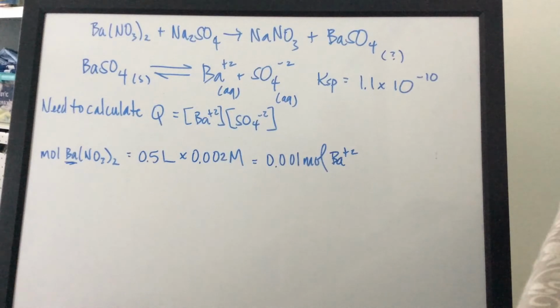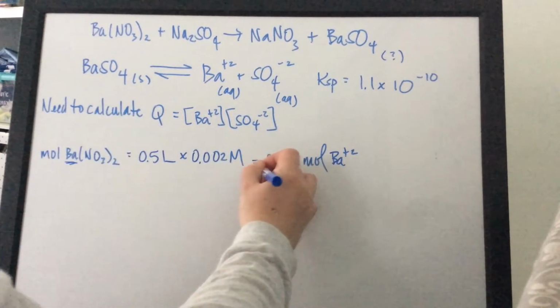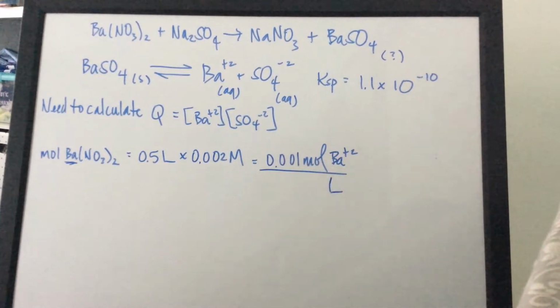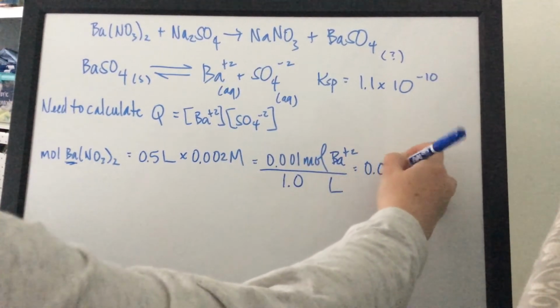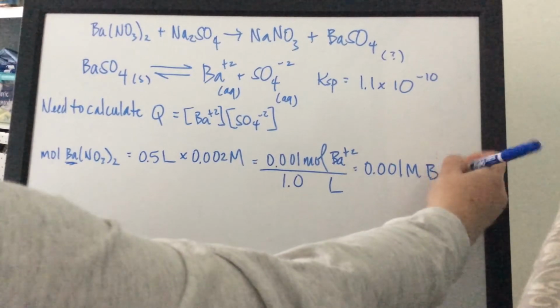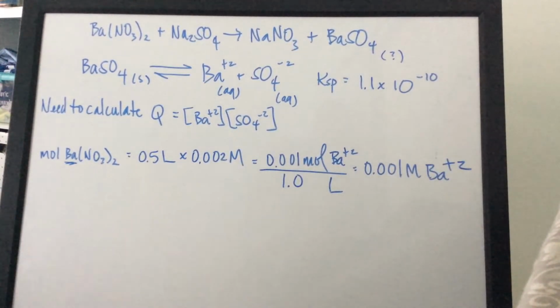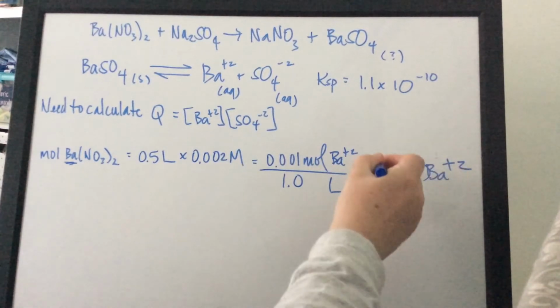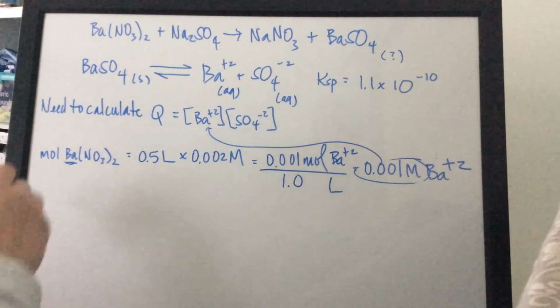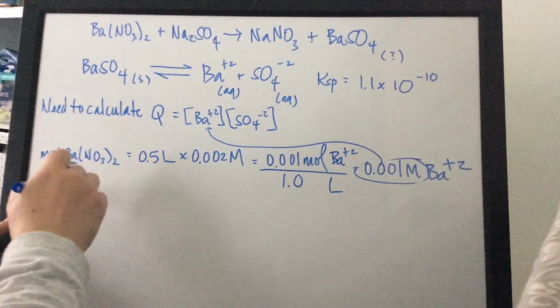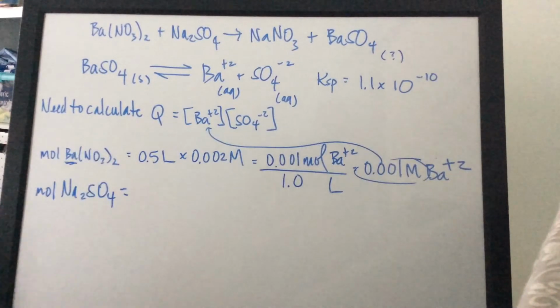Now, I don't want my moles though, I want my concentration. And so I have to take my moles and divide by my volume, but this is by the total volume, right? Once the two solutions have been mixed. And so I had a 0.5 liter and a 0.5 liter, which conveniently gives me 1 liter. That's nice. And so my molarity of the barium ion is just 0.001. And that's the value that I'm going to plug into my Q expression. And I have to do the same thing for the sodium sulfate, and that's all there is to this. So it's a nice review of the molarity.